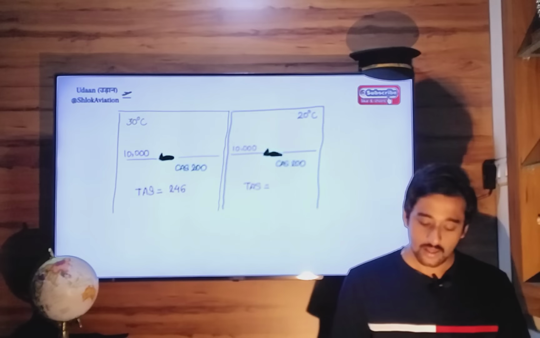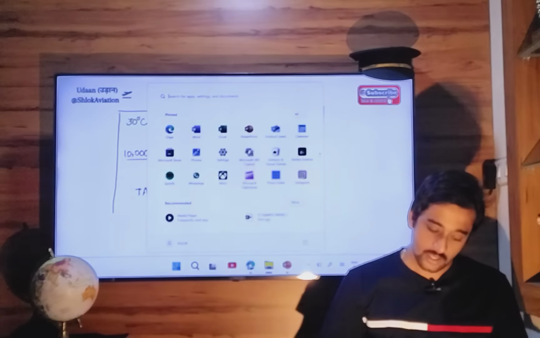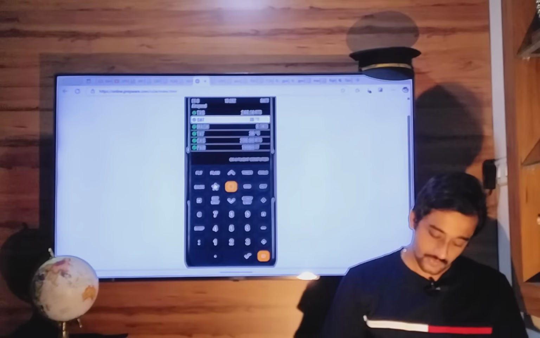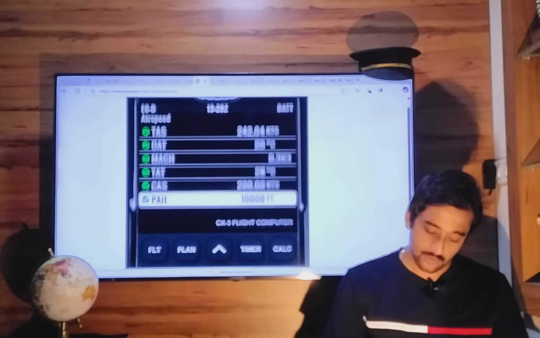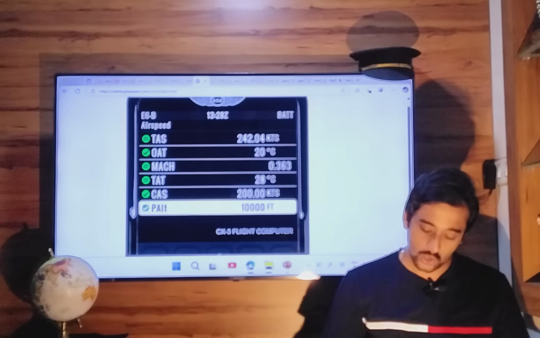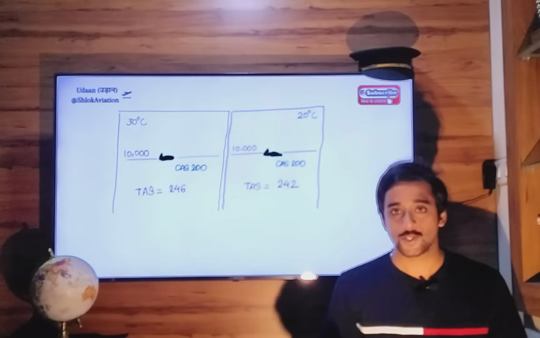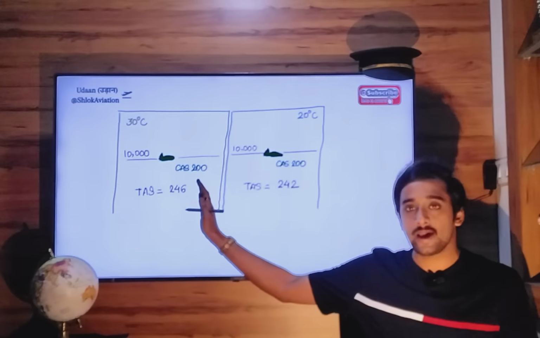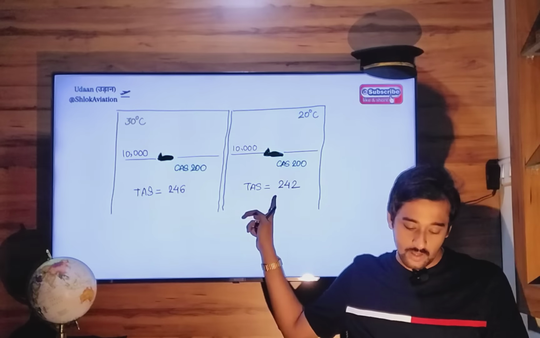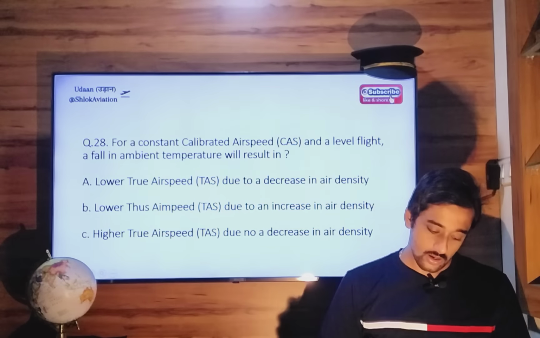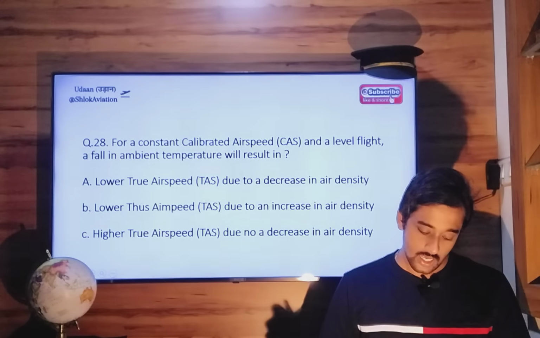Now, a different air mass which is 20 degrees Celsius, colder than 30. In that case, your true airspeed is 242 knots. So, what has happened? When you travel from warm air mass to a cold air mass, true airspeed decreases. 246 has become 242. So, the answer will be lower true airspeed due to decrease in density, lower true airspeed due to increase in air density, higher true airspeed due to decrease in air density.